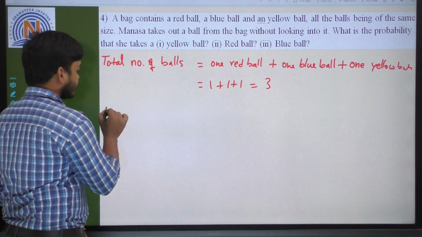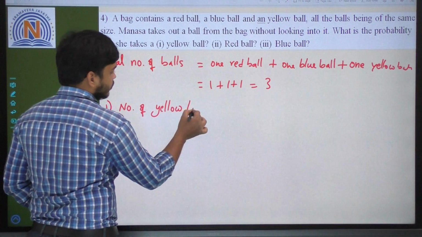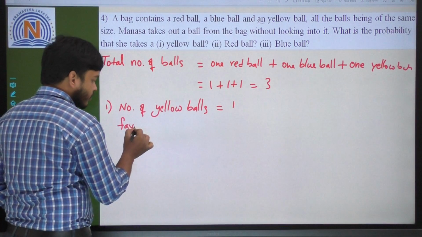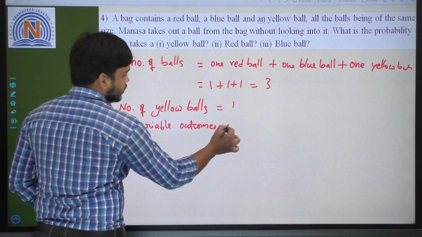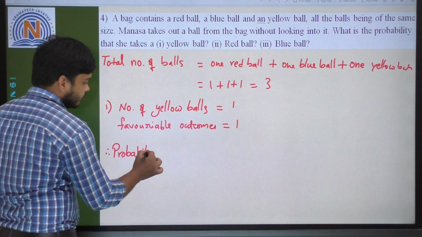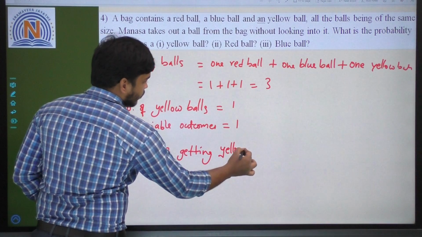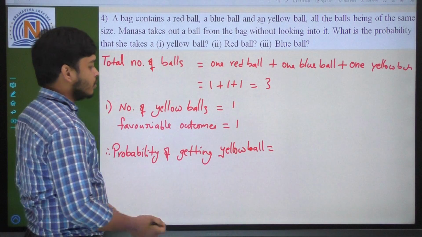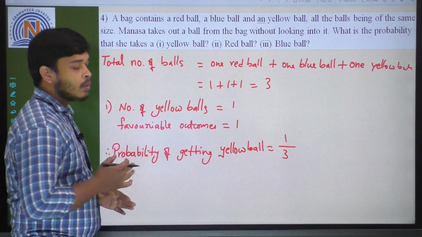Now he is asking the first one, number of yellow balls. These are all favorable outcomes, right? So which is equals to 1. So favorable outcomes is equals to 1. Therefore probability of getting yellow ball is equals to favorable outcomes by possible outcomes. Possible outcomes are how many are there? 3 are there. So favorable outcomes is 1 by possible outcomes is 3. So 1 by 3 is the probability of getting yellow ball.